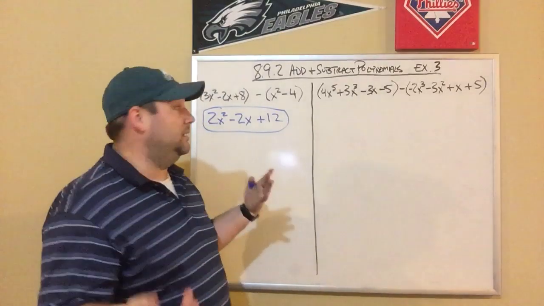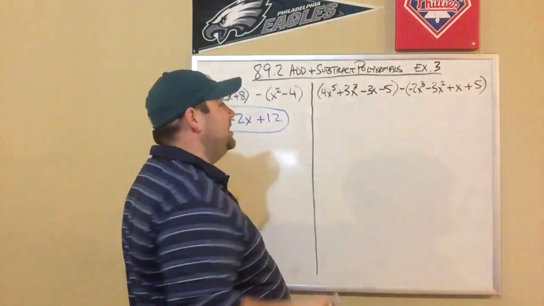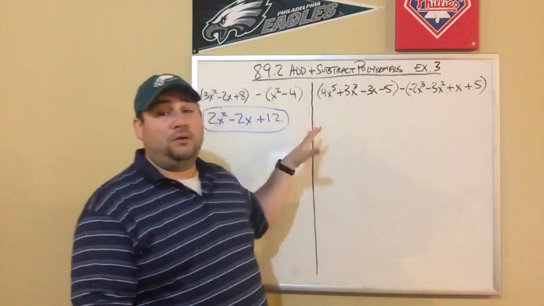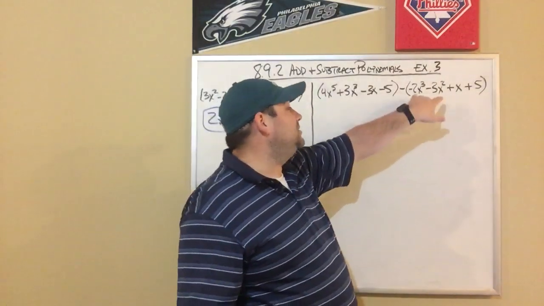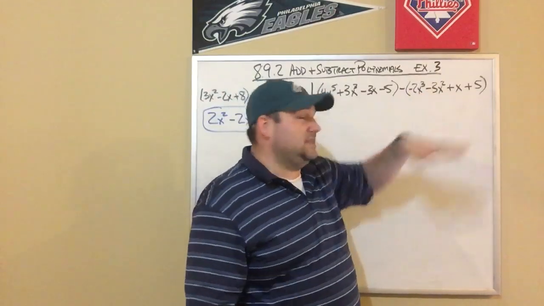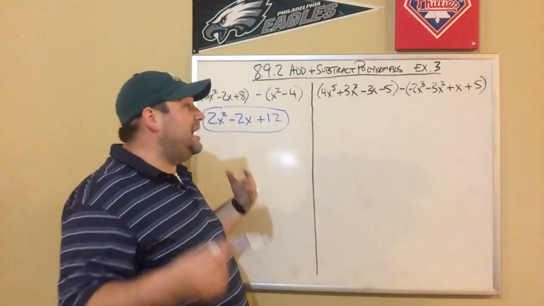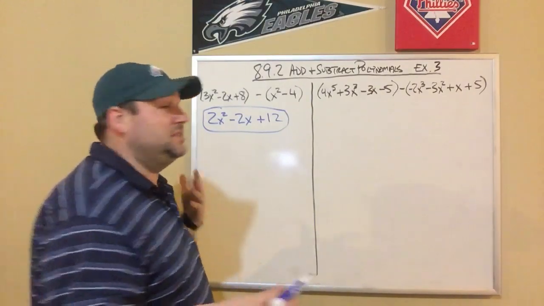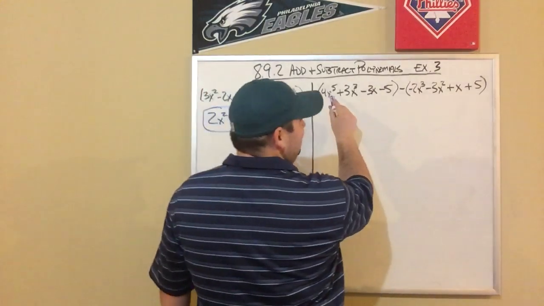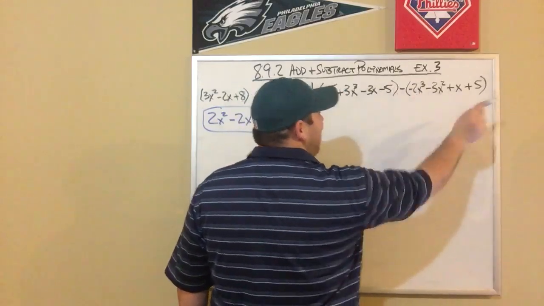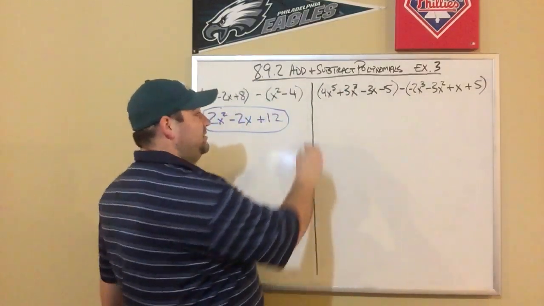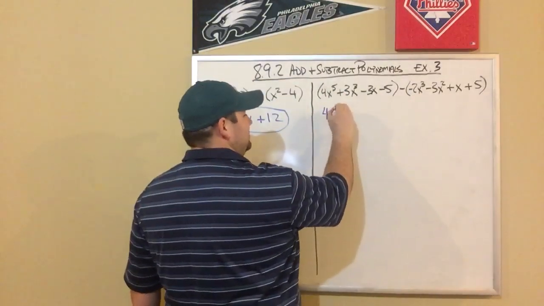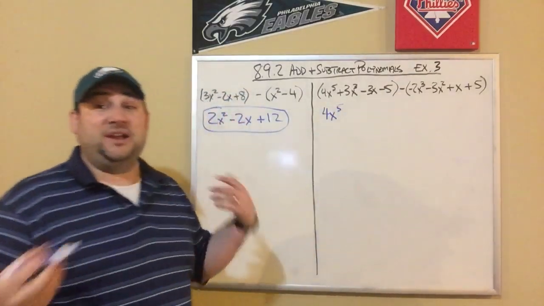Next one's got a lot here. We got 4x to the 5th plus 3x to the 3rd minus 3x minus 5. So all of that, and then we're subtracting negative 2x third minus 3x squared plus x plus 5 from that. So again, we start with our largest exponent and try and find like terms and subtract. So I've got 4x to the 5th minus, I don't have any x to the 5ths over there, so the 4x to the 5th just stays as is, because 4x to the 5th minus nothing is 4x to the 5th.